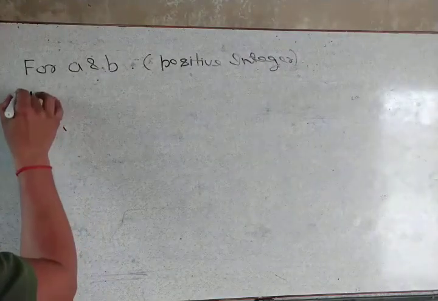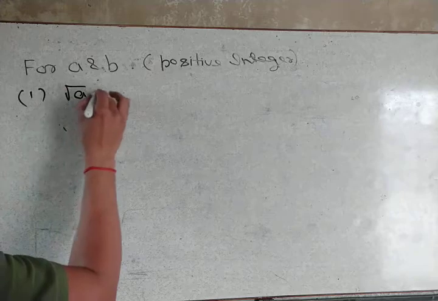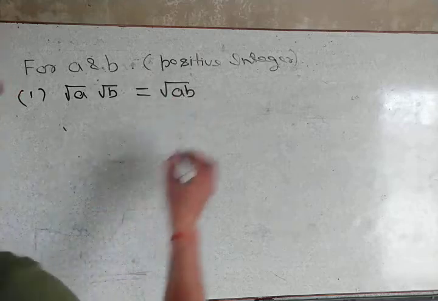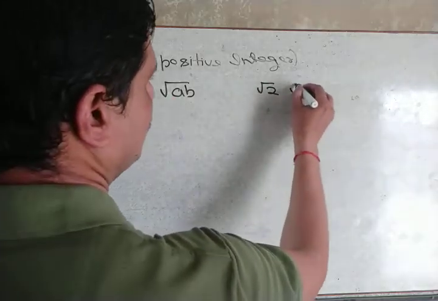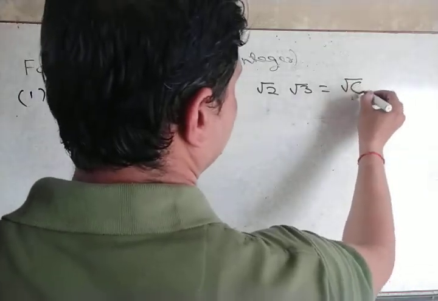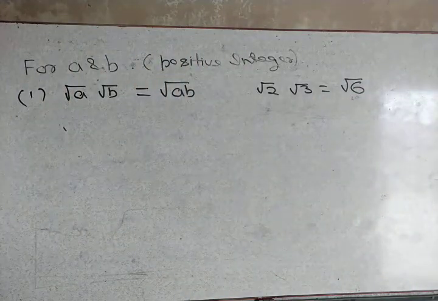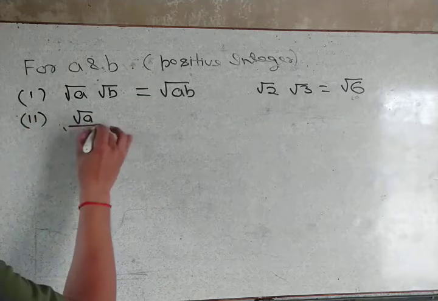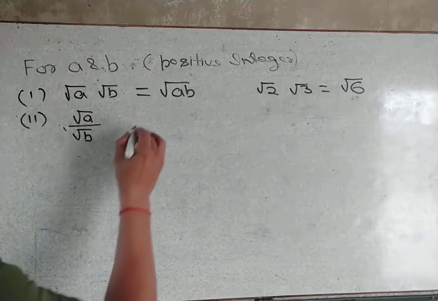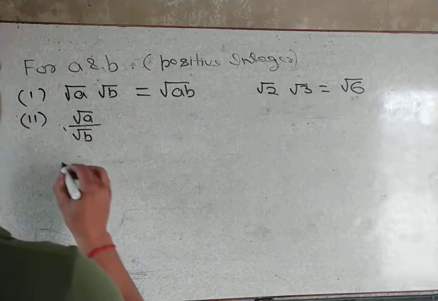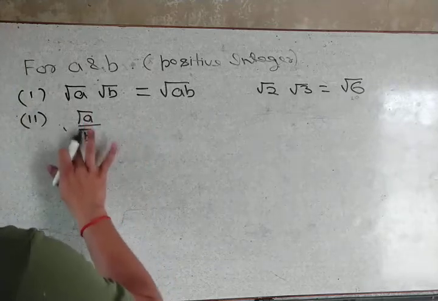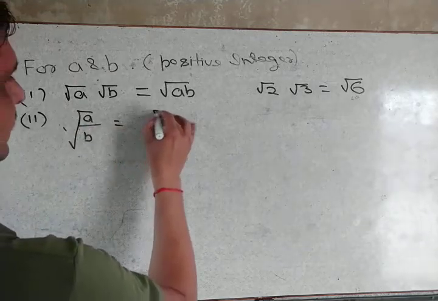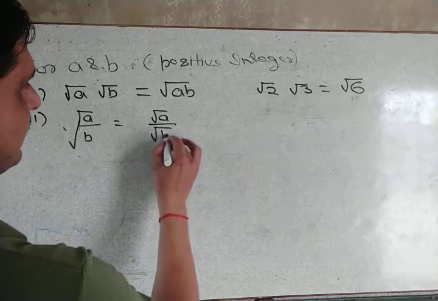Now, first, root a into root b. You can write root ab, and we have done this by root 2 into root 3 as root 6. We have already learned this. Similarly, for the second, if root a by root b is there, it means division, then we can say, if they are in one bracket, then you can write like this.